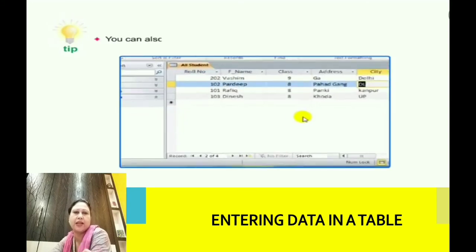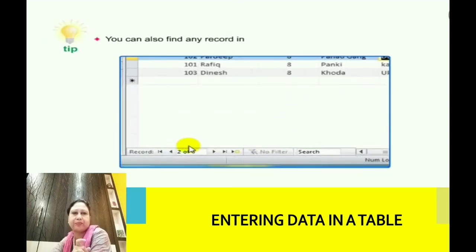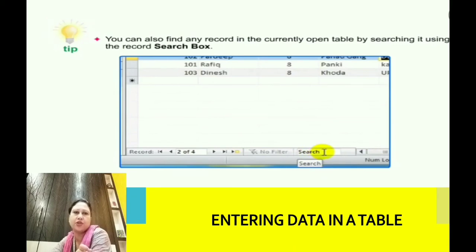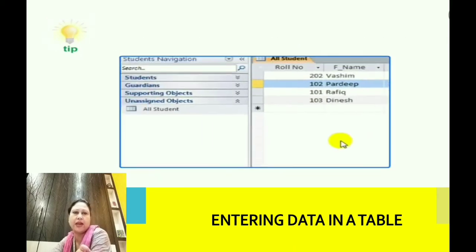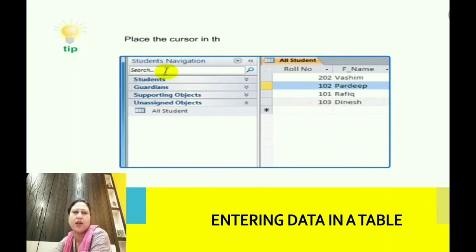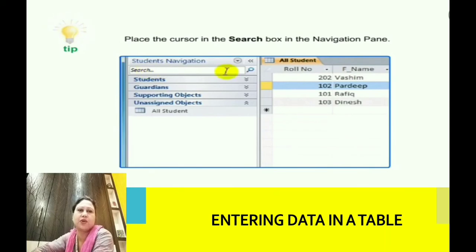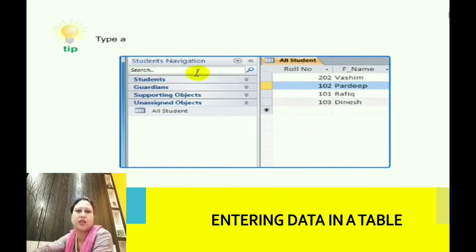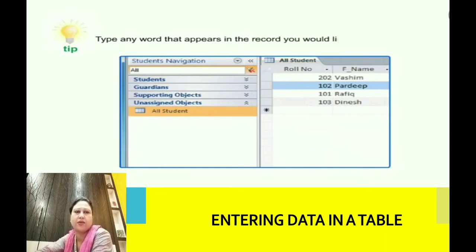Here you can see we can also find any record in the currently open table by using the record search box. What we have to do is place the cursor in the search box in the navigation pane, as you can see on the screen, and type any word that appears in the record you would like to find.